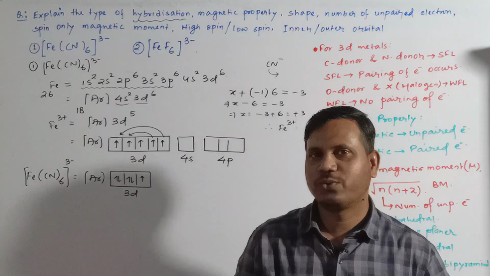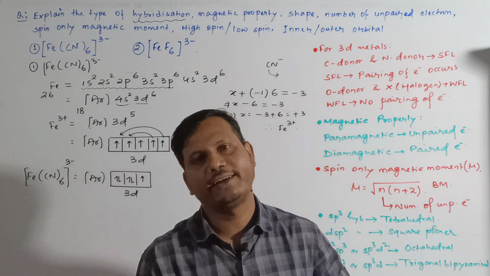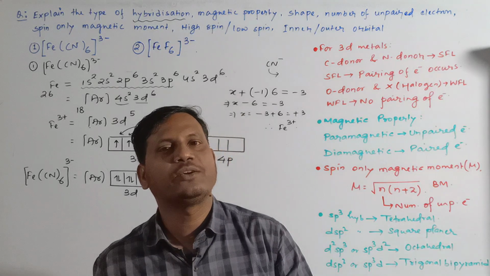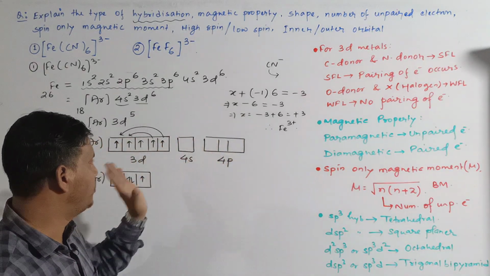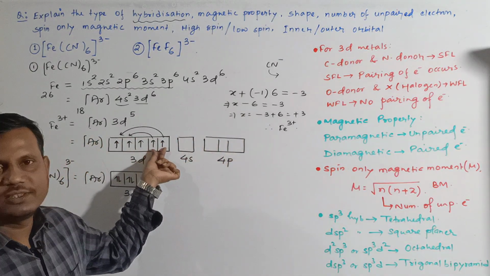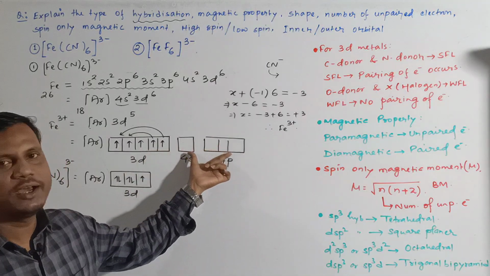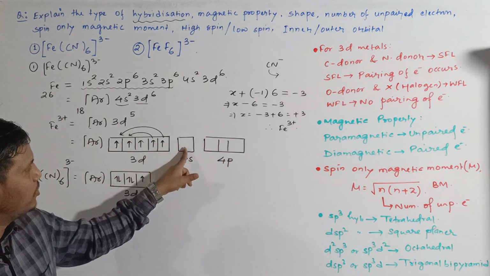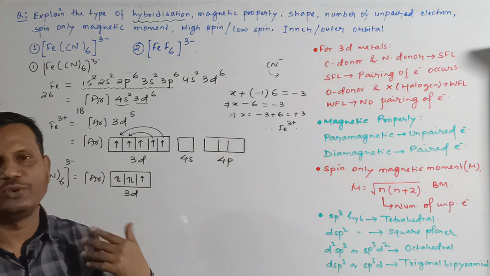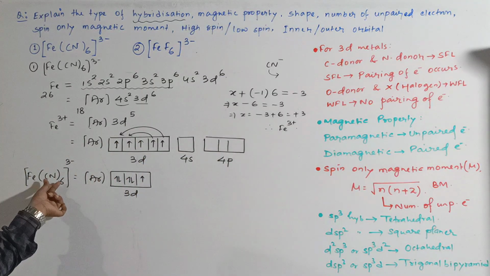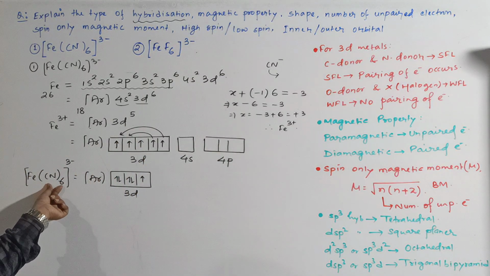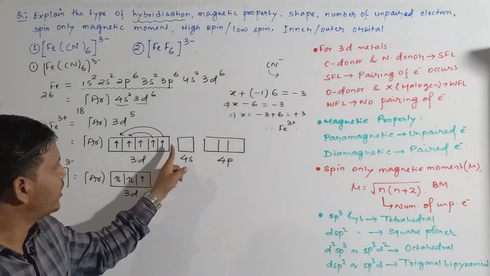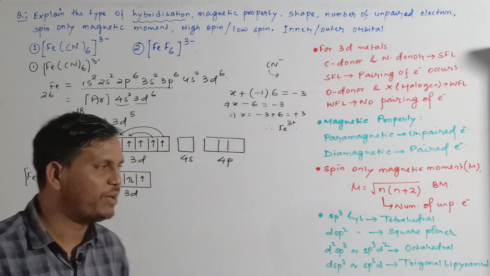So in the given question, a total of 6 donor atoms are there. The number of donor atoms should be equal to the number of empty orbitals. So these two orbitals are empty and 4 are already empty orbitals. So the total number of empty orbitals becomes 6, and we have coordination number also 6.